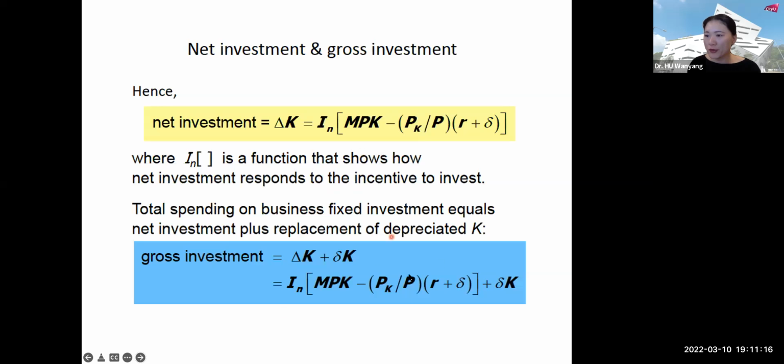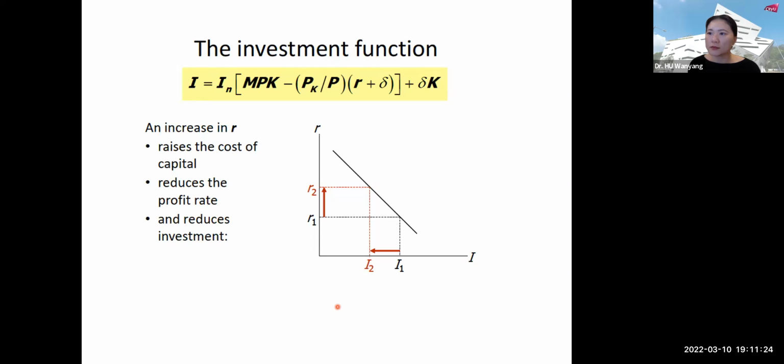This is the gross investment. Okay, so if there's an increase in R, the real interest rate, it means that the cost of the capital will increase. Remember, this is the cost of the capital. If the cost of the capital increases, it means that the profit rate will decrease. Intuitively, we are going to reduce the investment because now it becomes less profitable. So we should reduce the investment.